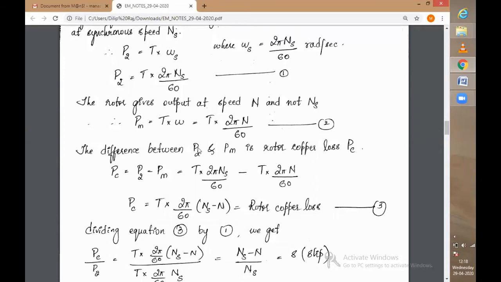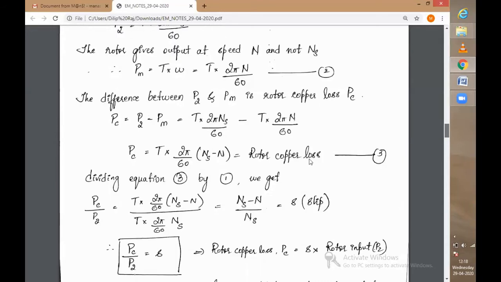Now the difference between these two powers: P2 is rotor input, PM is rotor output. The difference between these two should give us the loss, that is, the rotor copper loss PC. Substituting the respective equations and taking out the common term T into 2 pi by 60, we are left with Ns minus N. So this equation 3 gives us the rotor copper loss.